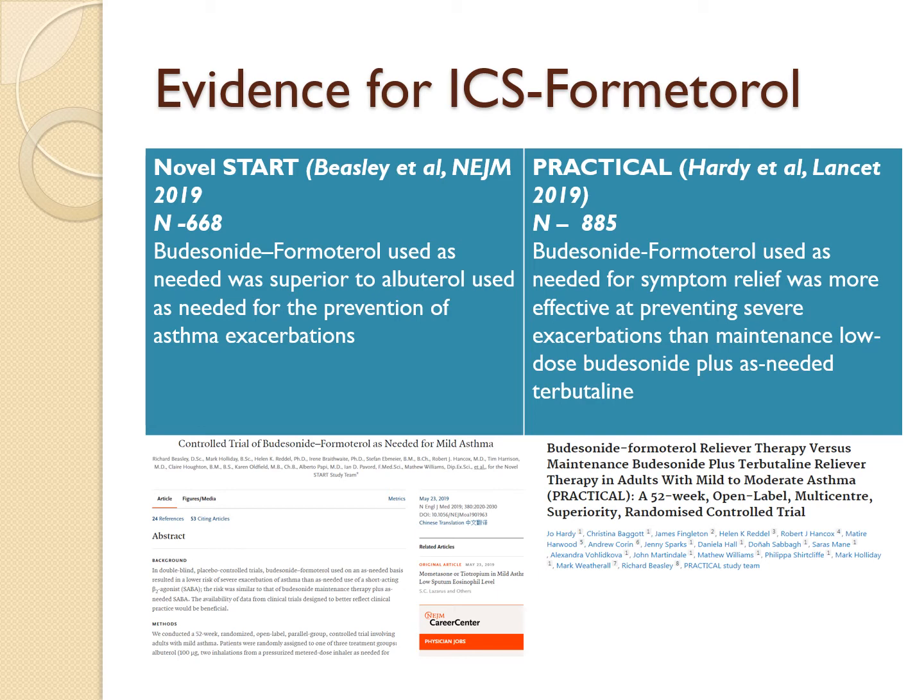In the Novel START trial, the sample size is 668. It has shown budesonide formoterol used as needed was superior to albuterol used as needed for the prevention of asthma exacerbation. On the other hand, the PRACTICAL trial, which was published in Lancet in 2019, again showed budesonide formoterol used as needed for symptom relief was more effective at preventing severe exacerbation than maintenance low dose budesonide plus as-needed therapeutically. So this is with regards to formoterol combinations. However, both these trials are open label trials.